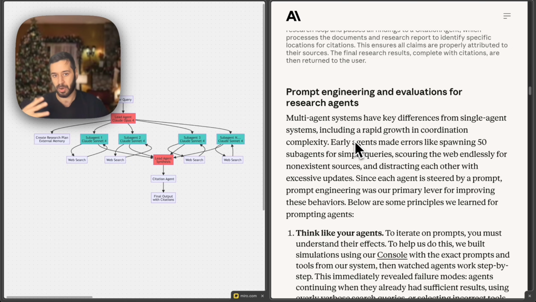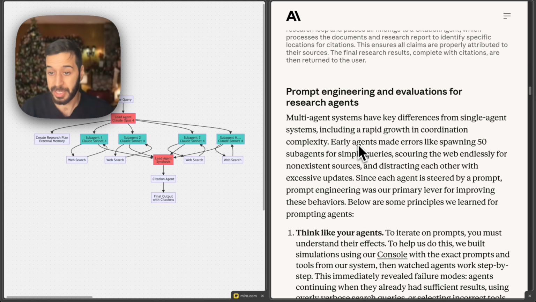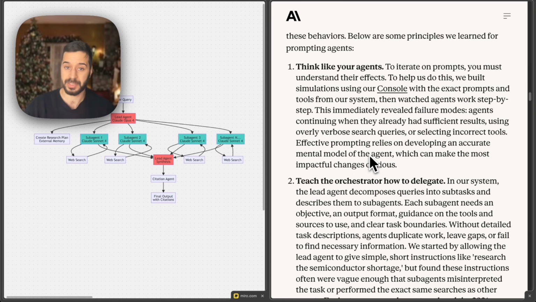That's why I look for other ways to improve the agent, like re-architecting or introducing tools when necessary and connecting the tools to the agents in a better way. But here they actually tell you the importance of prompt engineering, and they also tell you about the techniques they used for prompt engineering. So the first lesson is to think like your agent.